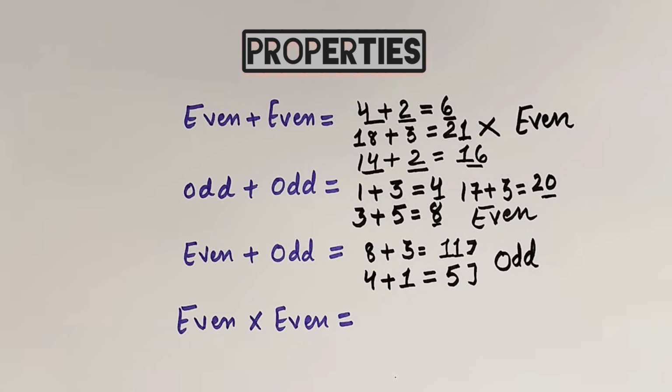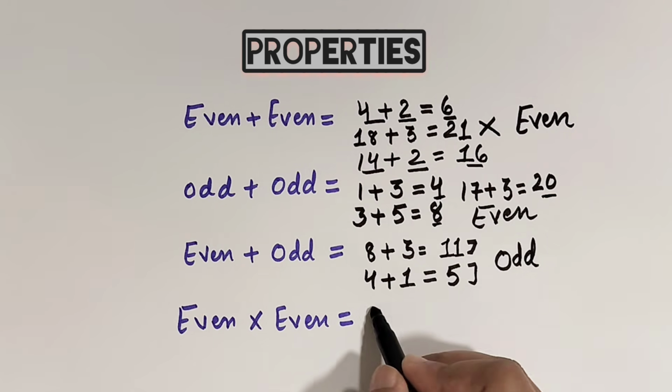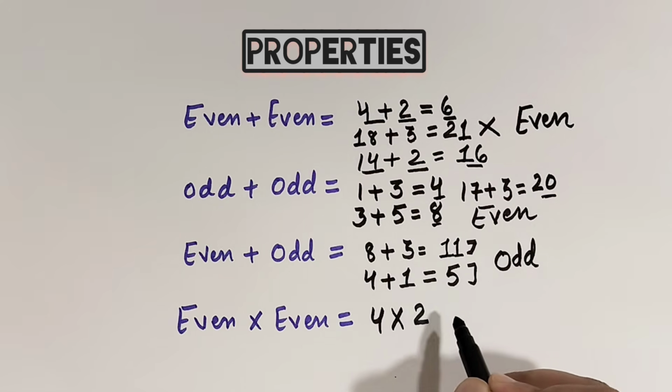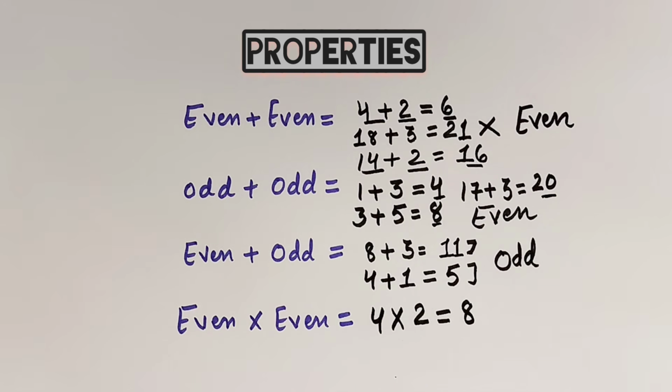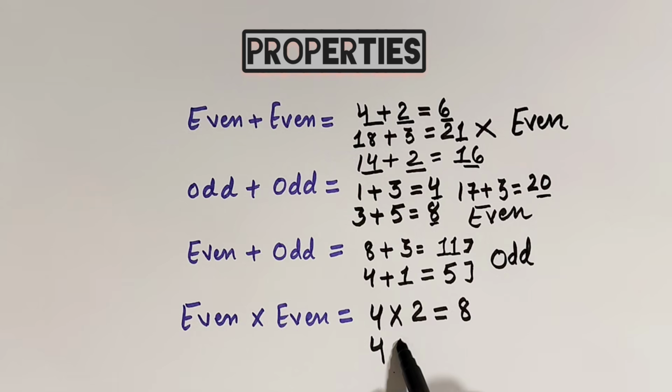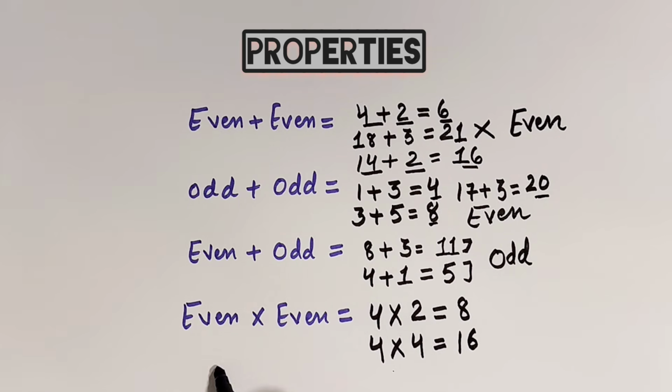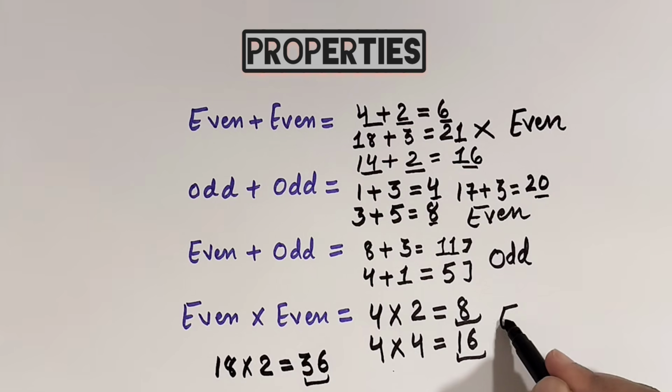Now let's see what happens when we multiply even number with even. So 4 times 2 is an even number, which is 8. 4 times 4 would be 16, which is again an even number. Now 18 times 2 would be 36, which is an even number again. So when we multiply even with even, we get an even result. So the result would be even here.